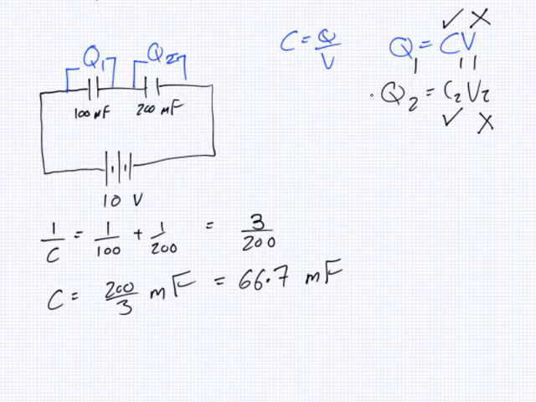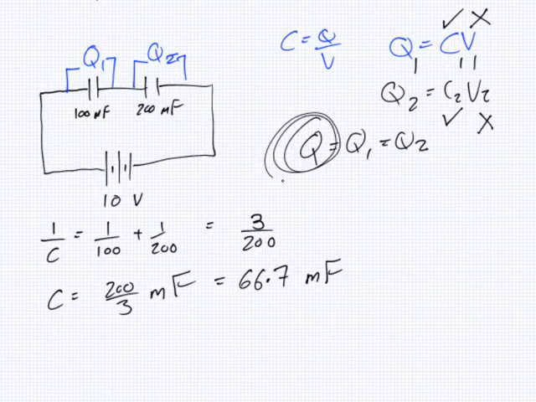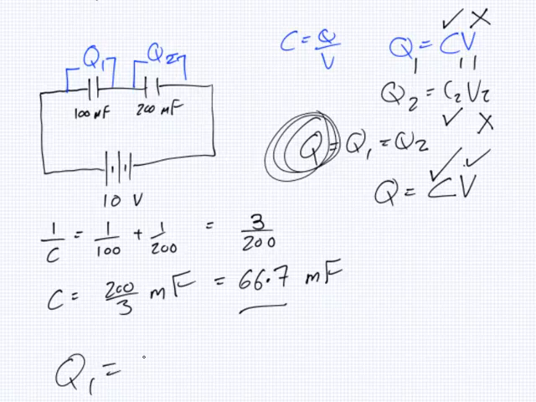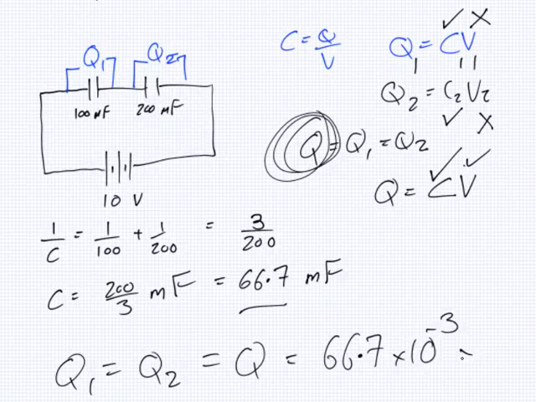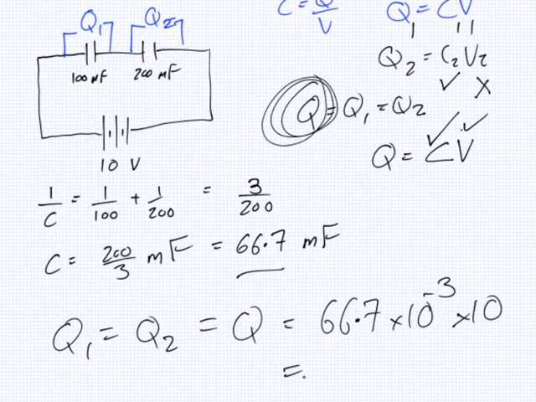So instead of using this, I should use the fact that Q equals Q1 equals Q2. And I should look at the total instead, because they're all the same. We know that Q equals CV. Do we know the total C? Yes. And do we know the V in total? Yeah. So my answer for Q1 and Q2 and Q is equal to 66.7 times 10 to the minus 3 times 10. What's that, please?